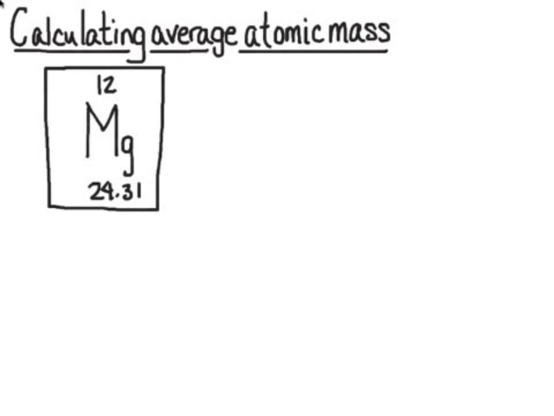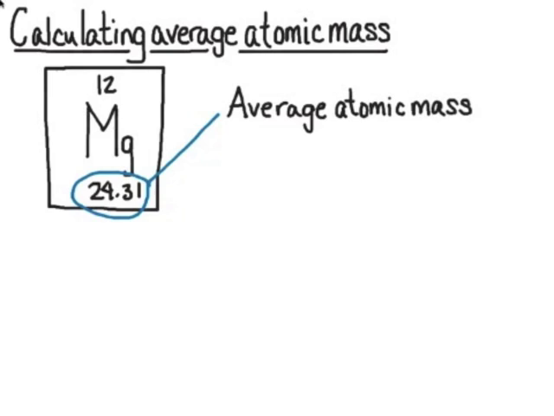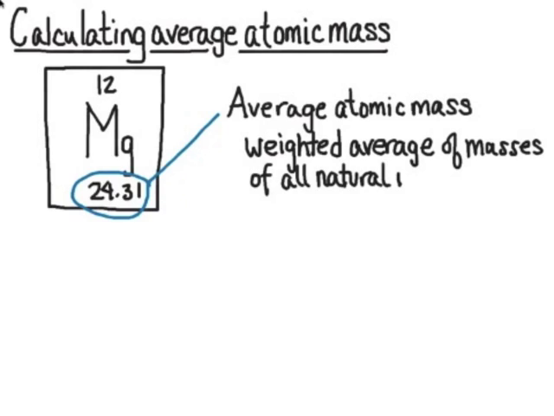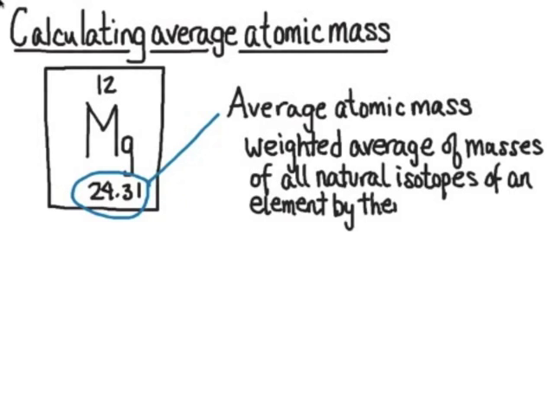So let's take a look at magnesium. It has an atomic number of 12, and those numbers at the bottom below it are an average, but a special type of average that gives us the average atomic mass. This is also known as the relative atomic mass. This is a weighted average of the masses of all the natural isotopes of an element by their abundance.